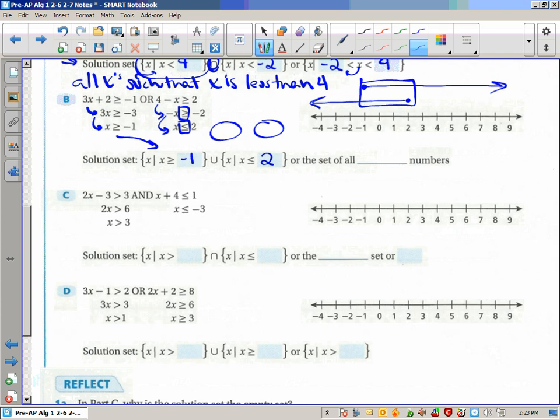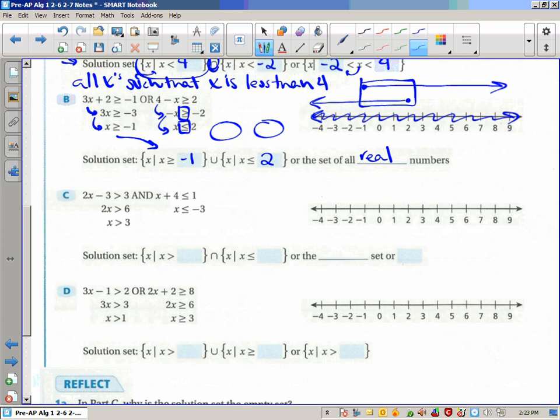So union means we're pulling together all solutions. Intersection is just where they overlap. So we need more than the overlap, we need the whole thing. And guess what? It's the whole entire number line. And I just do those little squiggly lines when I go over a number line so you can see it better. So this means this is the set of all real numbers.